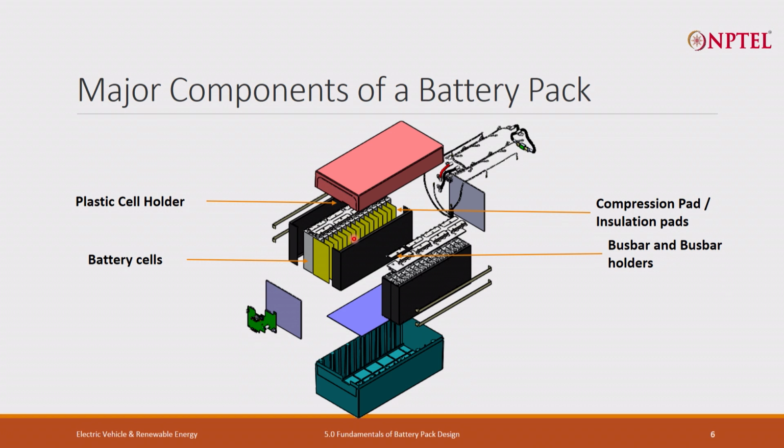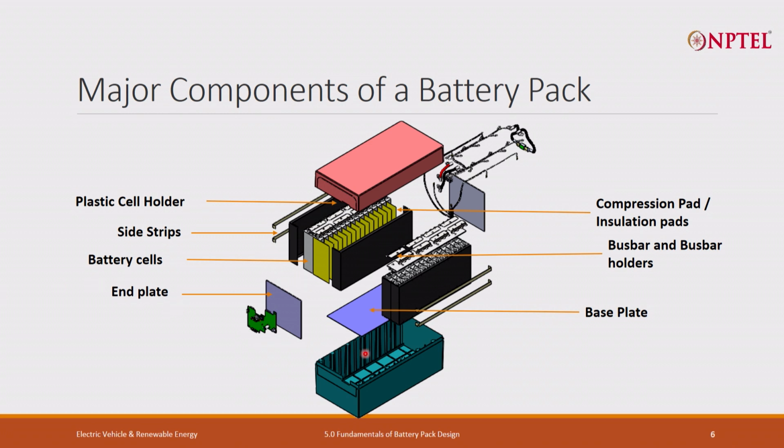Then we have bus bar and bus bar holders, which help in efficient power delivery. Then we have side strips. I will tell you why they are required when we come to the mechanical design. Then we have end plates. These end plates and the side strips together help in maintaining the required pressure on the cell, so that it does not bulge out during the charge and discharge cycle.